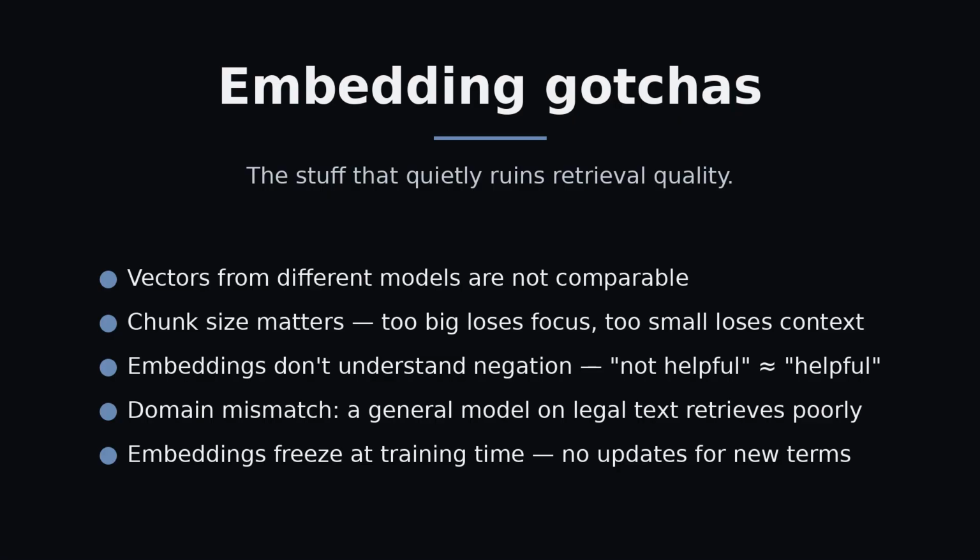4. A general-purpose embedding model on a specialty domain, legal, medical, code, will retrieve worse than a model fine-tuned for that domain. And 5. The model's sense of meaning is frozen at the moment it stopped training. New product names, new slang, new acronyms, it has no idea.